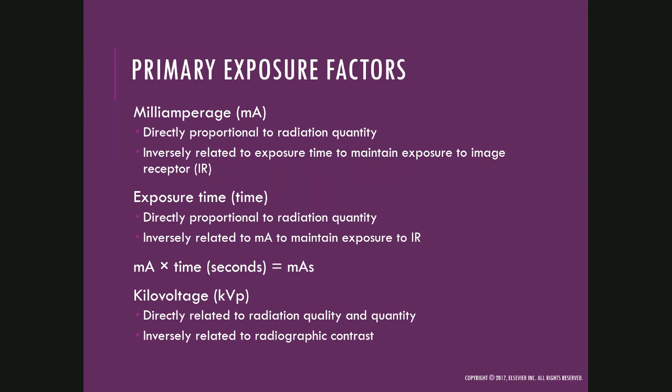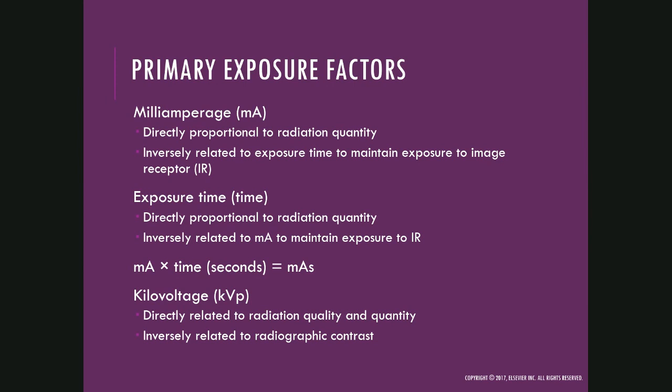Because they both are directly proportional to radiation quantity, that is, if you have more electrons boiled off, you're going to have a greater number of X-ray photons produced. They are both directly proportional to that radiation quantity. But when you are maintaining your MAS, if you are increasing the time and decreasing the MA or vice versa, they are inversely proportional to each other. So don't mess that up on an exam, because you'll probably have some questions about that. I like to ask you about the relationship between things.